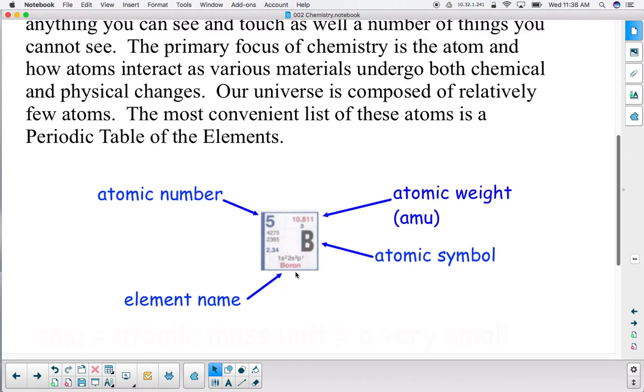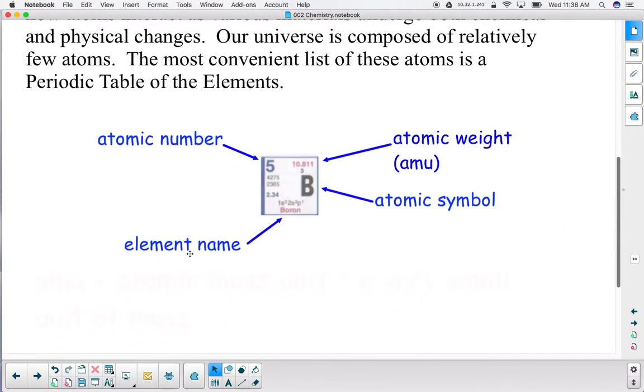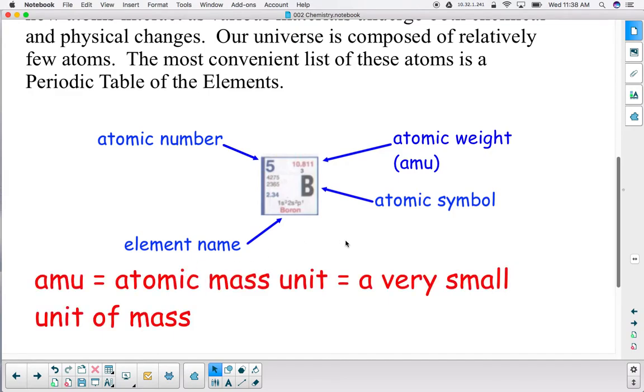You need to be able to find every element's name and its atomic symbol. You'll notice that if you scan the periodic table, the atomic symbols consist of 1 or 2 letters, and the first letter is always capitalized if there's more than 1 letter. And lastly, the atomic weight, which is the little red number in the upper corner. The atomic weight is measured in units of AMUs, or atomic mass units. At this point, you don't really need to know what an atomic mass unit is, only to understand that atoms are so tiny it's not practical to measure their mass in terms of grams and pounds and kilograms and ounces and other types of units of mass that you're familiar with.